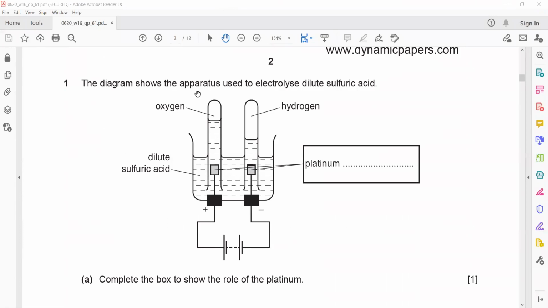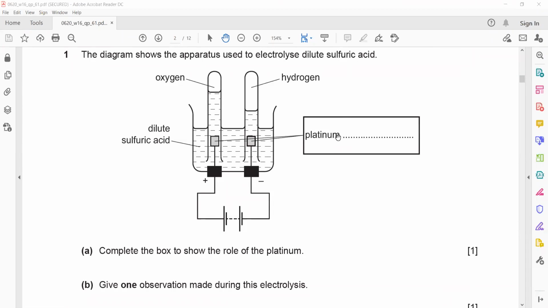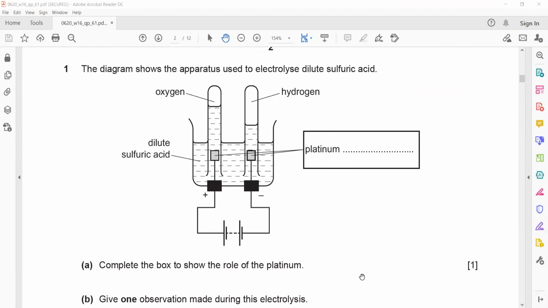Diagram shows the apparatus used to electrolyze a dilute sulfuric acid. Complete the box to show the role of the platinum. Or what is the role of the platinum? So these are the electrodes.